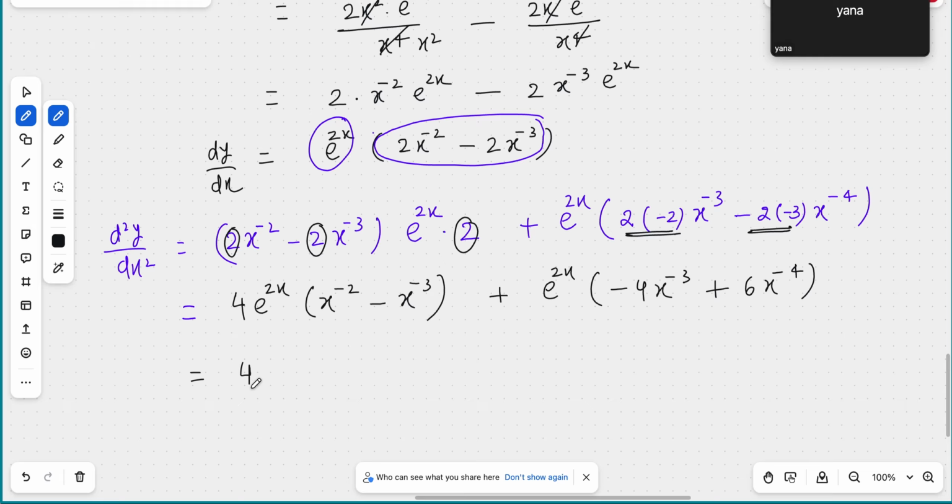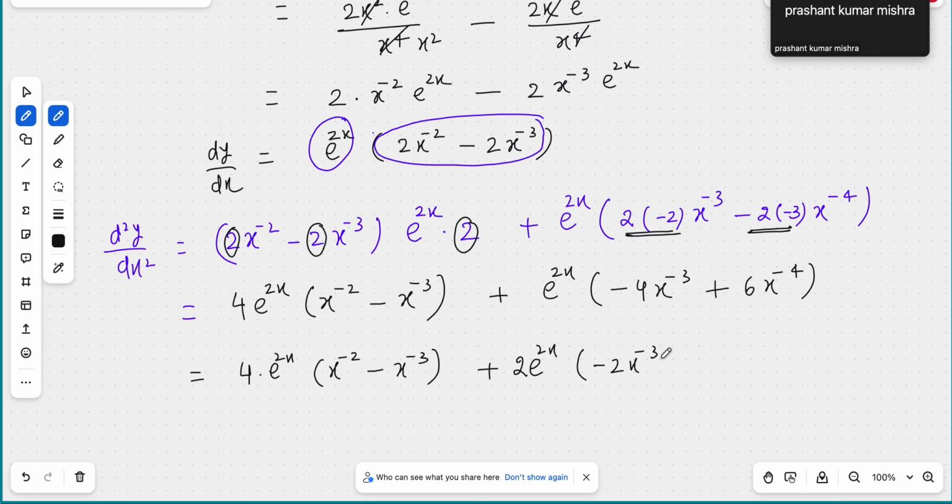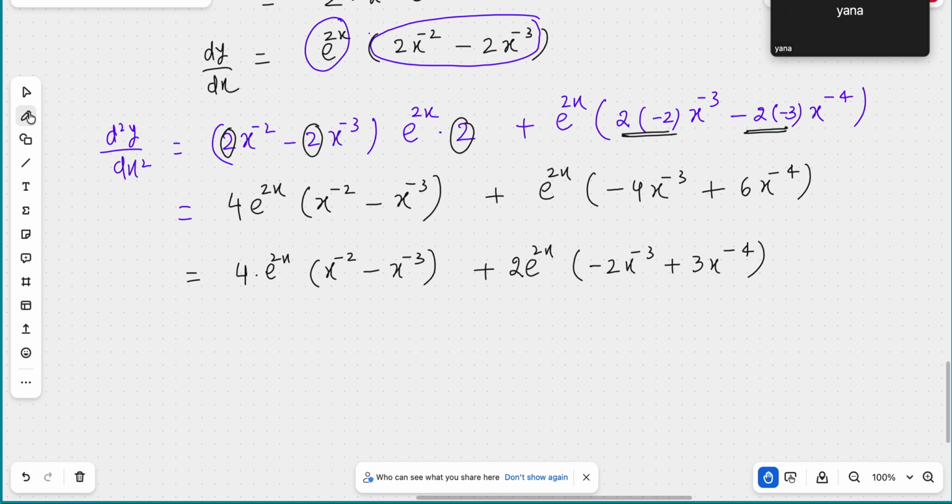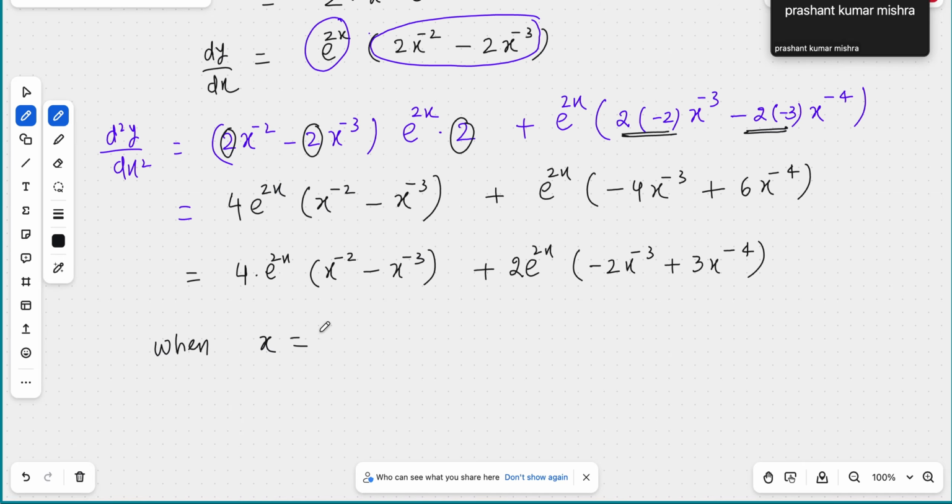So this is going to be 4 times e raised to the power 2x. This will be as it is, this is as it is, and this is plus e raised to the power 2x. We can take 2 out from here, 2 out from here. So this will be minus 2x raised to the power minus 3 and then plus 3x raised to the power minus 4. Now what we need to do, we have to check when x equals 1.